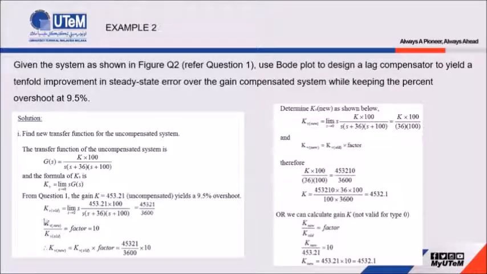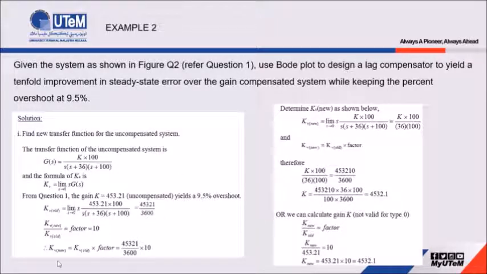For the new value of Kv, the improvement is 10 times. Based on this ratio, Kv new over Kv old, the factor is equal to 10. From this relationship, we can find the value of Kv new. Kv new is Kv old times 10, and then the result becomes 45321 divided by 360. After we get this new Kv, we have to find again the value of K when the improvement has been done.